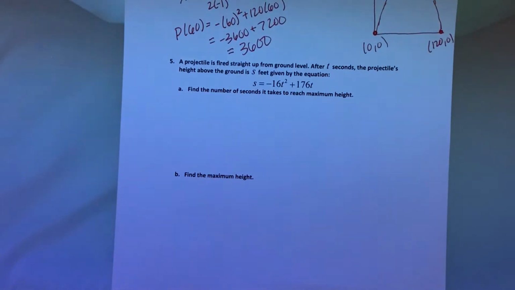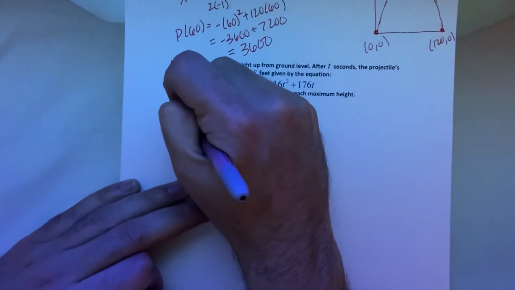A projectile is fired straight up from ground level. After t seconds, the projectile's height above the ground is s feet, given by the equation s equals negative 16t squared plus 176t. Find the number of seconds it takes to reach maximum height. Again, this is a fancy way of asking for the x value of the vertex.